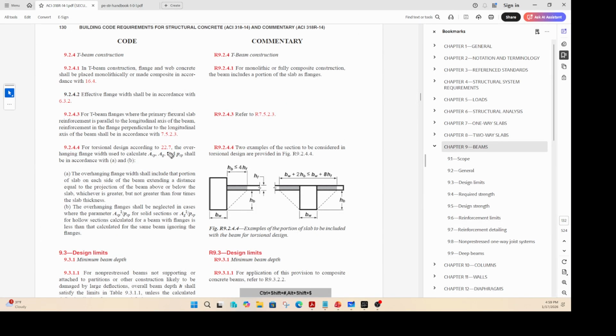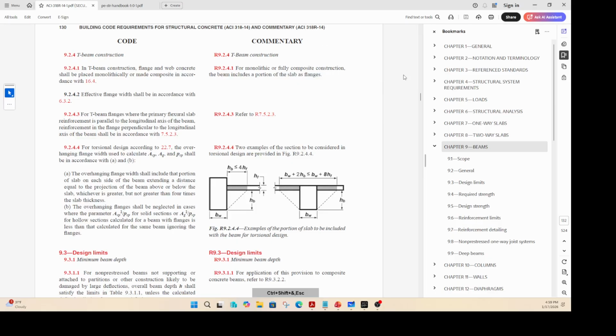We'll also talk about T-beam. T-beam is when you have, like I drew in the previous sketch, you cast a beam first and later on put a slab on it. Not the entire slab will act as a beam. There's a portion of the slab that will work with the beam together, and we'll see how we can find the effective flange width and all that. But this chapter also covers T-beams.